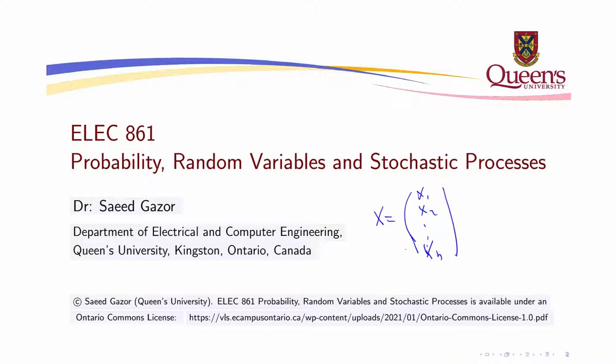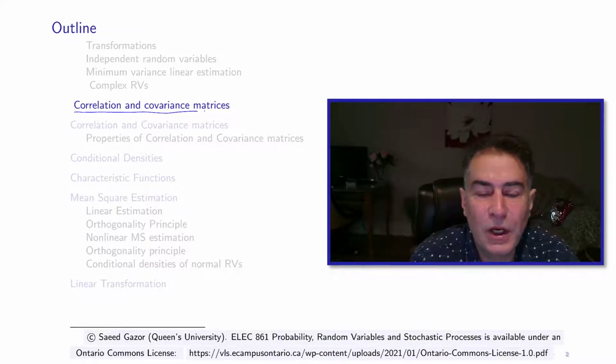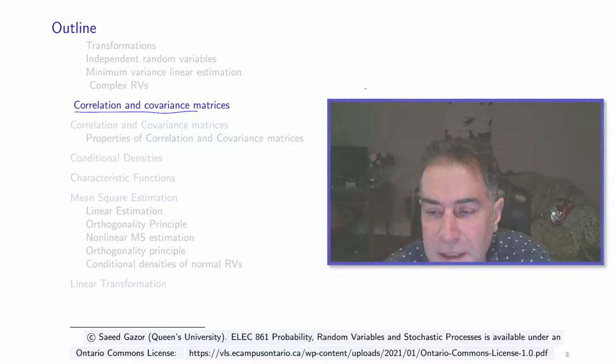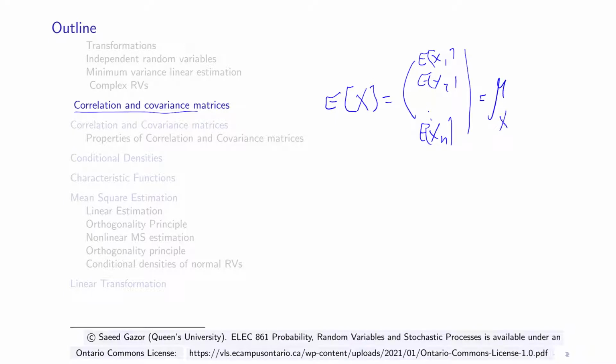Now we want to define a couple of statistics of these, which are correlation and covariance matrices for x. First, the mean of x: we define it as the mean of x1, mean of x2, up to the mean of xn. So this is the mean vector. Sometimes we denote it by mu x. It is a vector of the same size as the random vector.